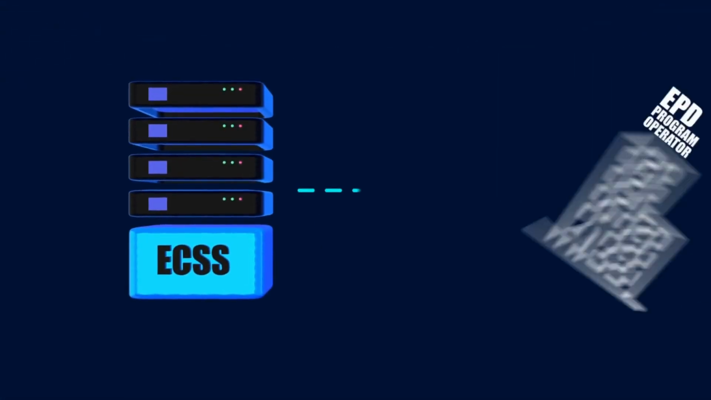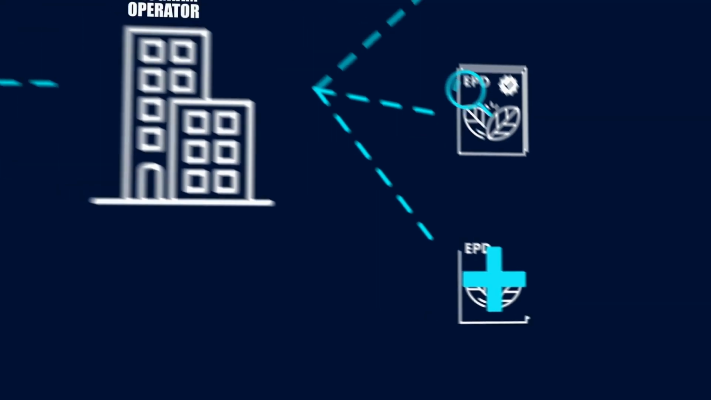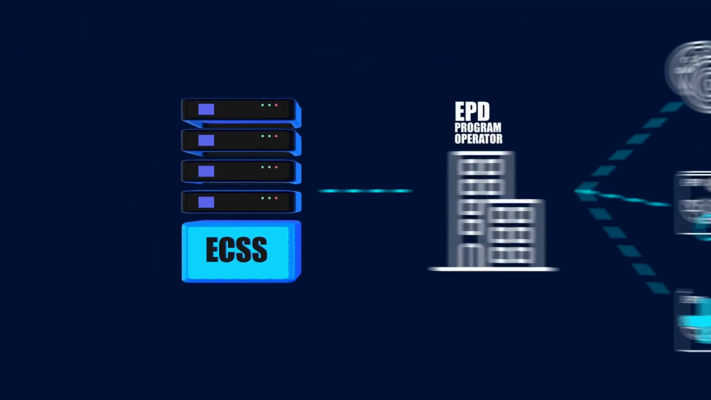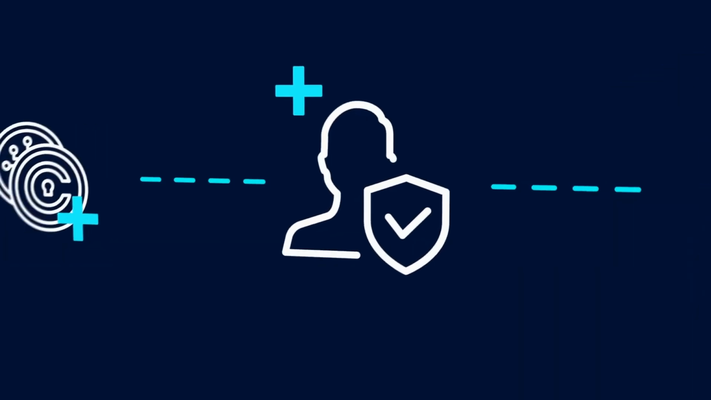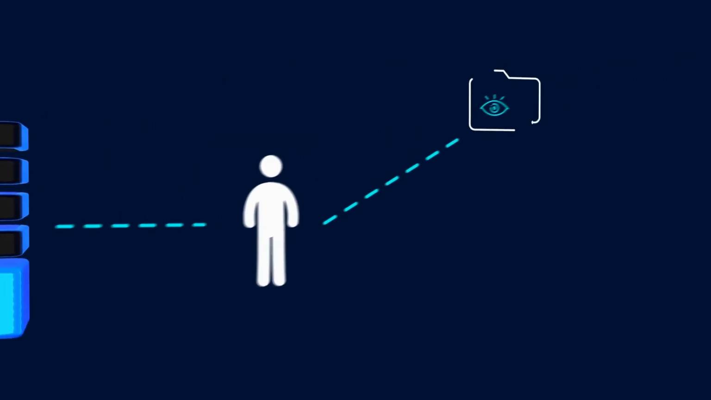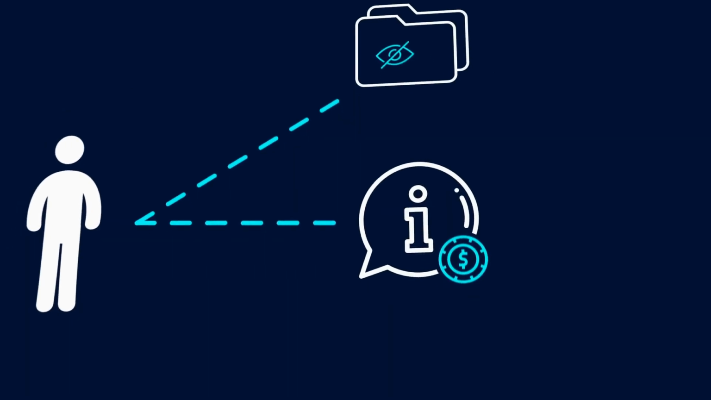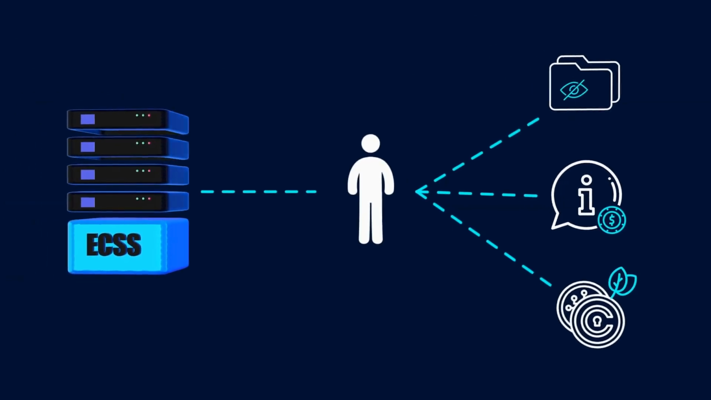The platform enables program operators to earn cryptocurrency and track and monitor EPD verification or creation activities performed by the verifiers. The platform enables verifiers to earn cryptocurrency for creating and verifying the EPDs. The platform enables individuals to control their data, monetize the information, and earn cryptocurrency for carrying out environmental activities.